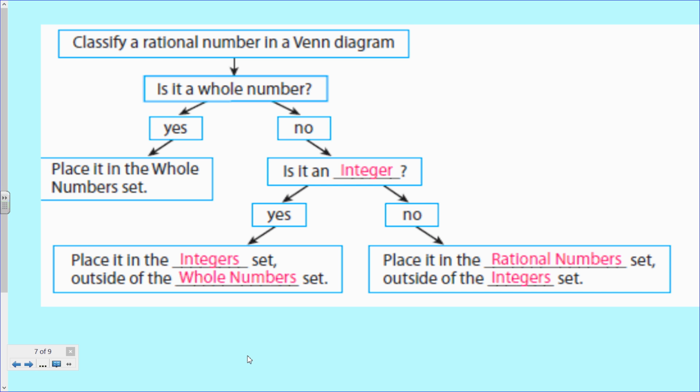Here is a great screen to constantly review on how to classify a rational number in a Venn diagram. And you can follow all the arrows. So when you're given a number, if it's a whole number, then you can place it in the whole number set. But if it's not a whole number, you can then ask yourself, well, is it an integer? And if it is an integer, it can be placed in the integer set, which is outside the whole numbers. And if it's not an integer, then you can place it in the rational number set outside of the integer set.